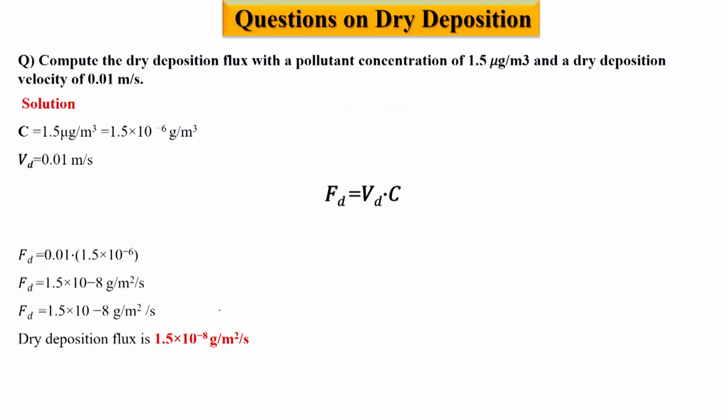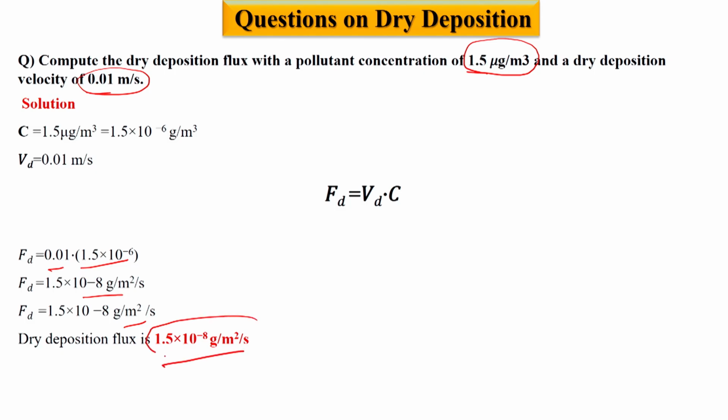Just a small, very simple question. Suppose a pollutant concentration is 1.5 microgram per meter cube and deposition velocity is 0.1 meter per second. Can you calculate FD? Yes, you can. FD will be 0.1 meter per second times 1.5 into 10 to the power minus 6 gram per meter cube, so you have 1.5 into 10 to the power minus 8 gram per meter square per second.